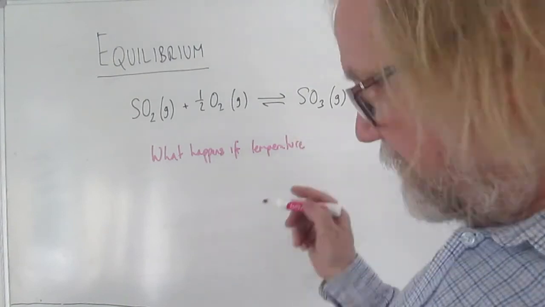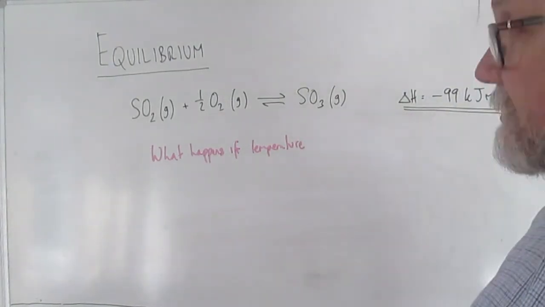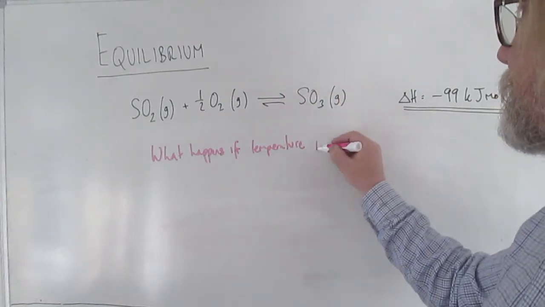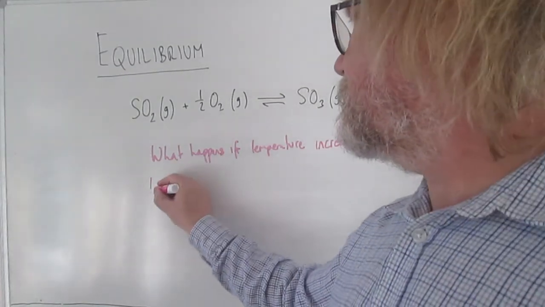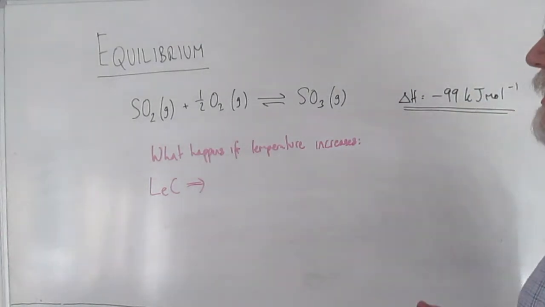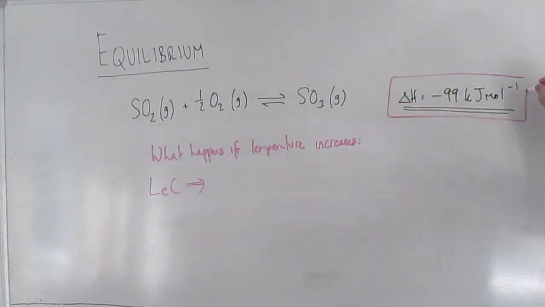Okay, so this is an external intervention. This is us saying, right, let's turn the heat on and change the temperature in the reaction mixture. So what happens if the temperature increases? So Le Chatelier says that it will shift in the direction that opposes the change. Well, how do you oppose a temperature increase? And the answer, of course, lies in that number, the delta H.